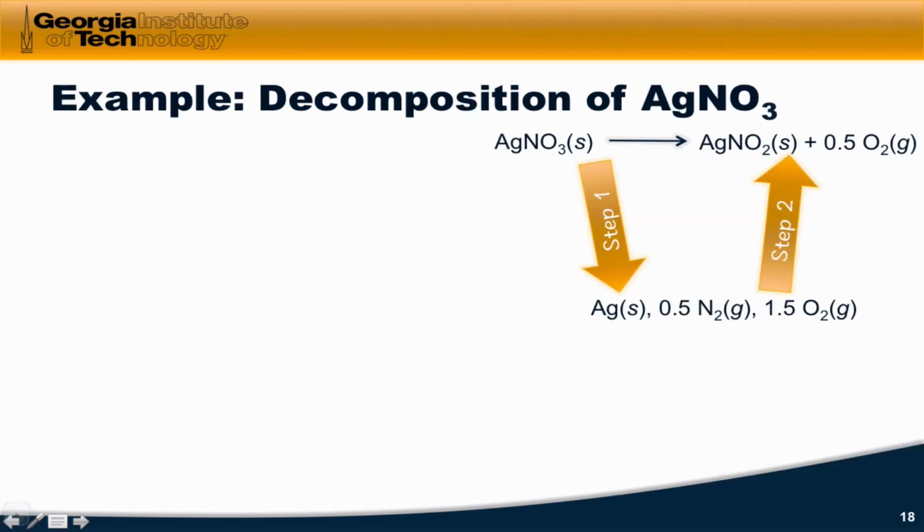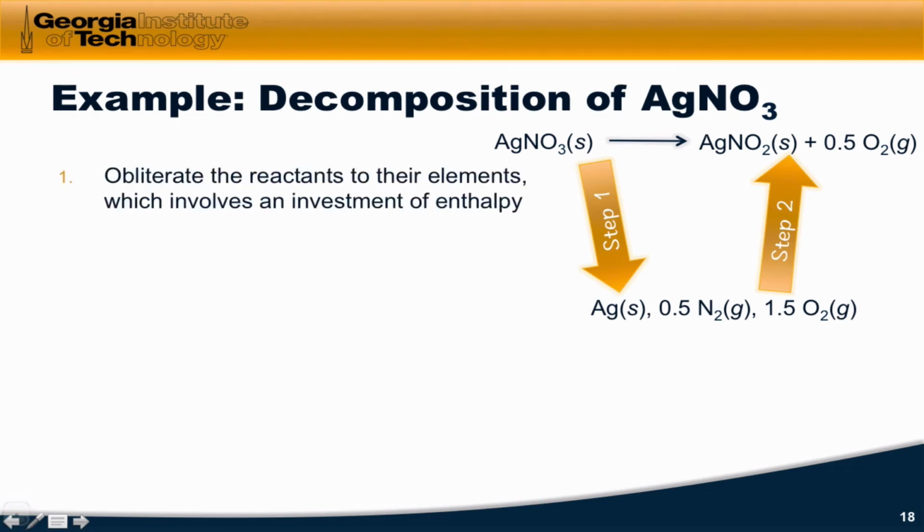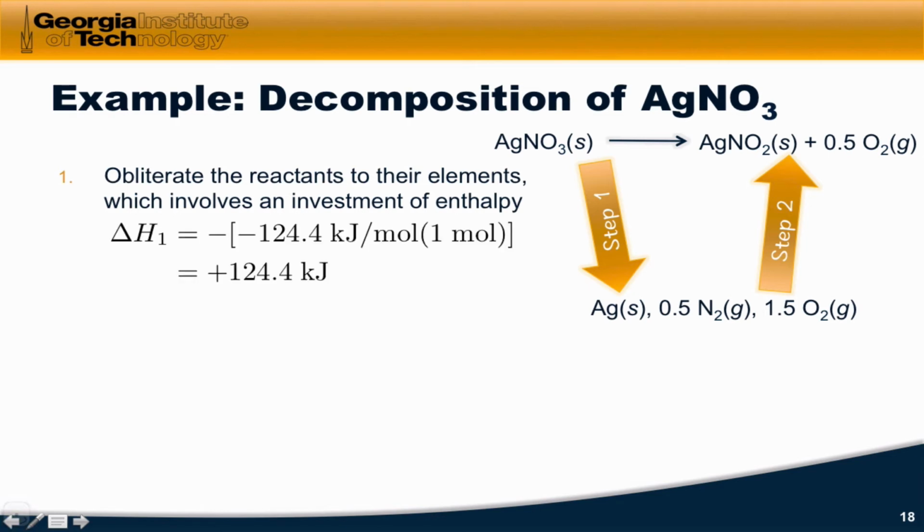So let's look at an example. The decomposition of silver nitrate, AgNO3, to form AgNO2 plus 0.5 O2. So step 1 is to break the reactants down to their elements, which is going to involve an investment of enthalpy. And we will have to look up the heat of formation of solid silver nitrate. That turns out to be negative 124.4 kilojoules per mole. We have 1 mole of AgNO3 reacting. Notice that I'm respecting the stoichiometry here and being careful and multiplying by 1. That gives us delta H1 for the reverse of formation, producing the elements from the compound, as positive 124.4 kilojoules.